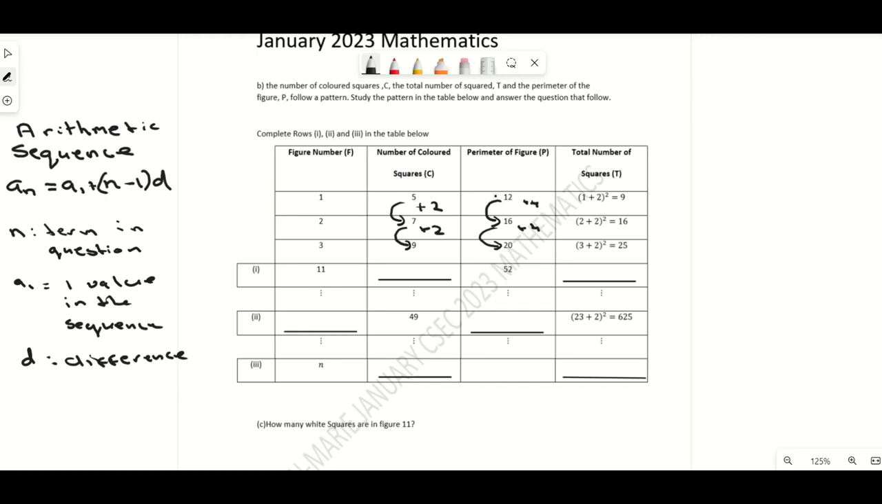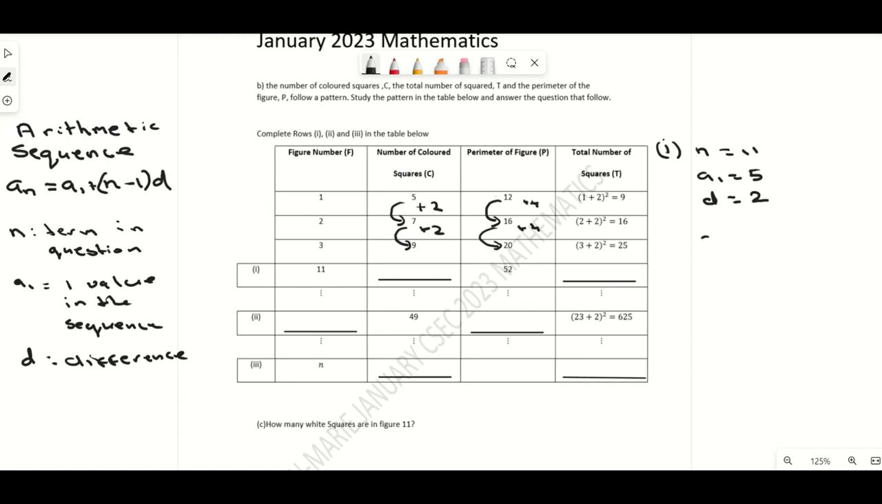So for number 1, we know that the n term, which is the term that you're trying to figure out, is n equals 11. Your first value, a1, would be 5. And then your difference, we already figured out the difference between 5 and 7 is 2. So your common difference is 2. So we put it in this formula.